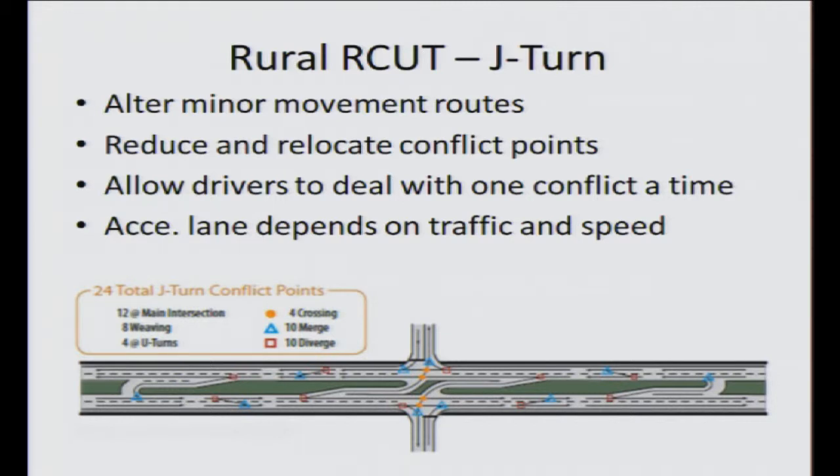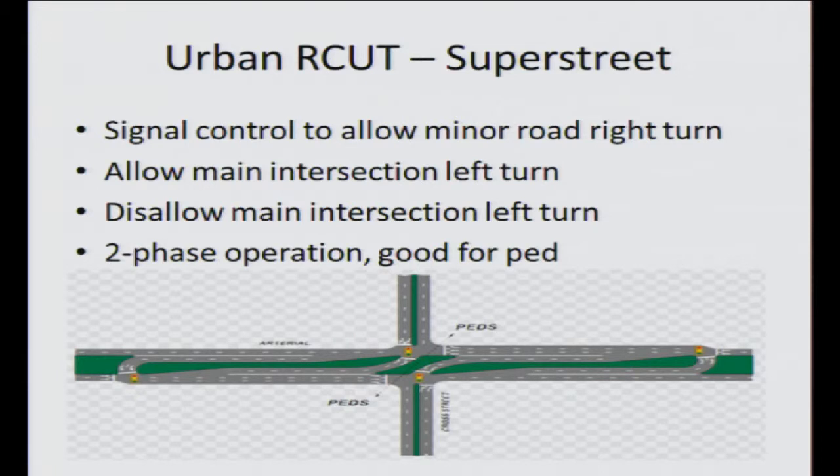In that case, you can put a traffic signal here to stop the major road traffic, and that signal will provide a gap for the minor road traffic to do the right turn. So this is the signalized version of RCUT, and it is also called super strict. It's very inefficient. It basically turns this complicated intersection into a few T intersections that allow you to operate in two-phase mode. Very inefficient.